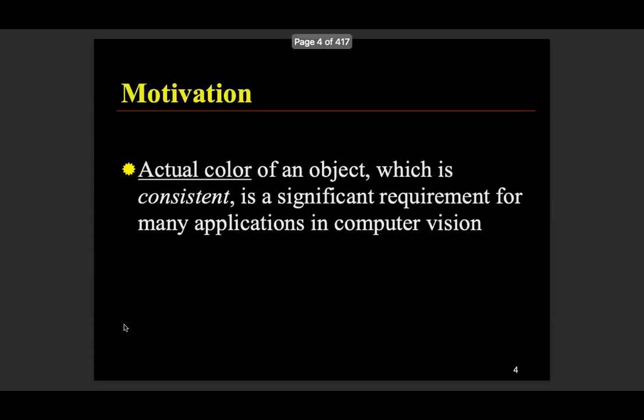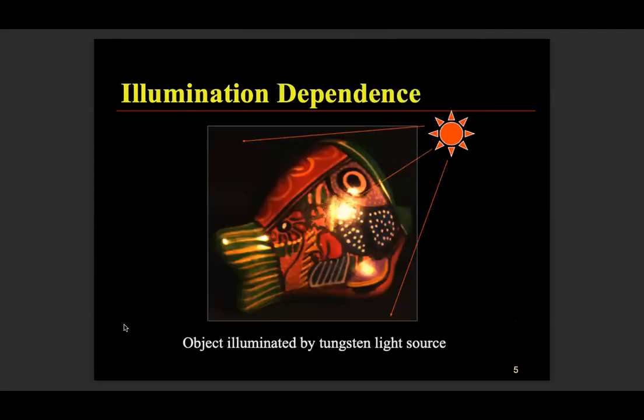So the first topic is called color constancy. The actual color of an object being consistent is important for many different applications in computer vision. What I mean is, if you have an object like this, the highlight will change if you change the light direction. I'm not sure if I have a specular object here. Okay, so this one is a specular object, right? If I move like this, because it's the same as moving the light, then the appearance of this pixel will be different, right? This is inconsistency with respect to the light. So when you change the light, the surface appearance will change as well.